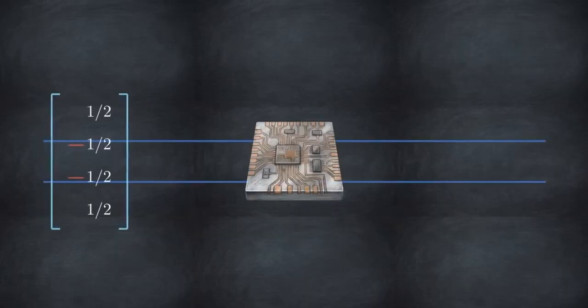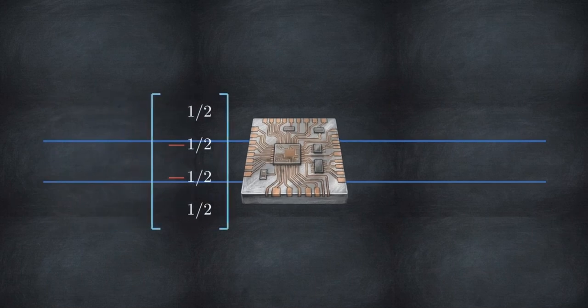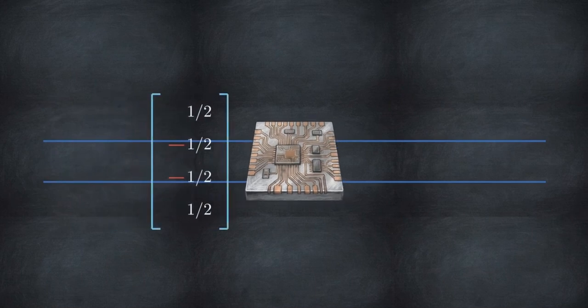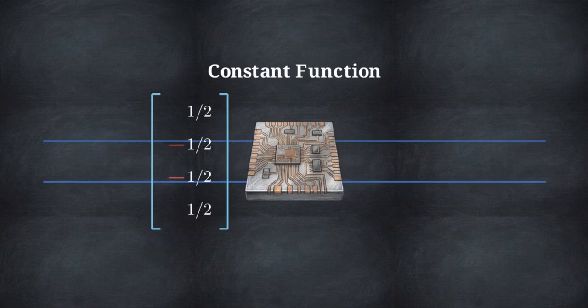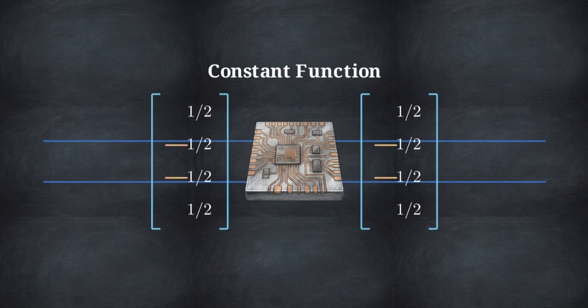We pass this entire 4-dimensional vector through the oracle, represented here as a unitary matrix block. If the hidden function is constant, the matrix multiplication leaves the relative phases of our input superposition completely undisturbed. The signs in the output vector match the input exactly.